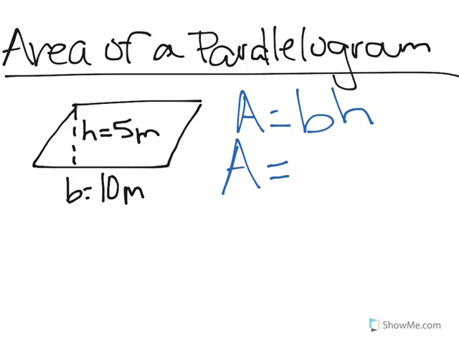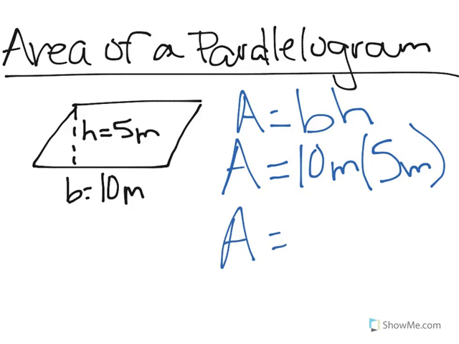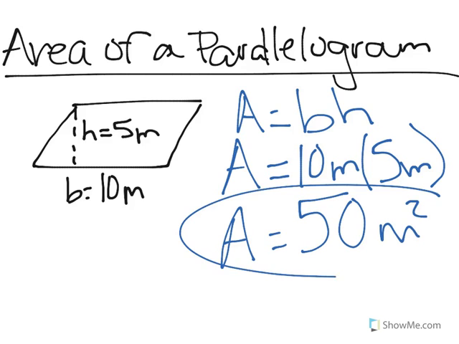So area equals, well, our base is 10 meters. Our height is 5 meters. And now we solve. Area is equal to 50 meters squared. Yep, it is that easy. You just got to know your formula, plug in the numbers, and solve. That is how you find the area of a parallelogram.